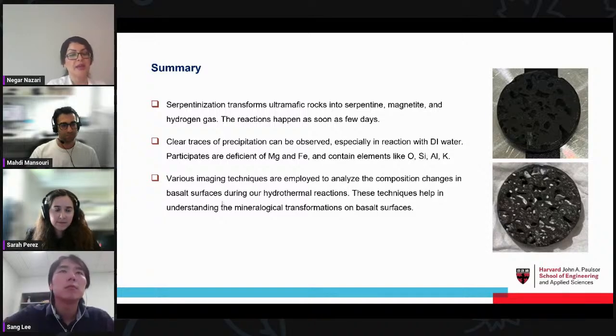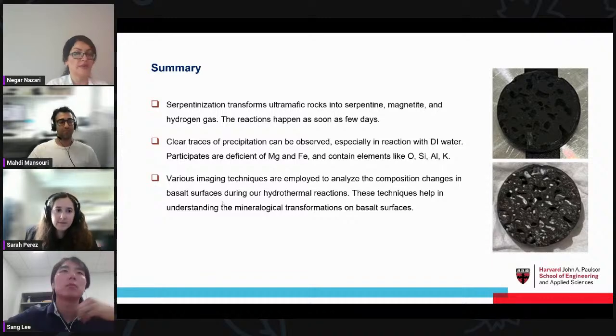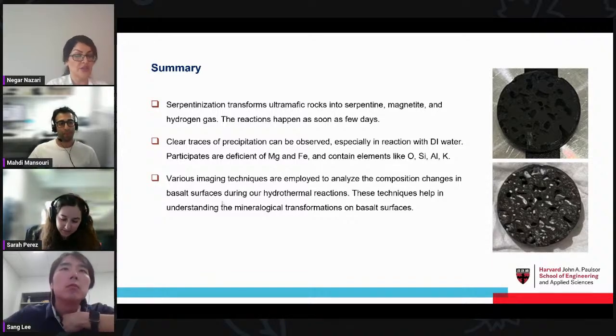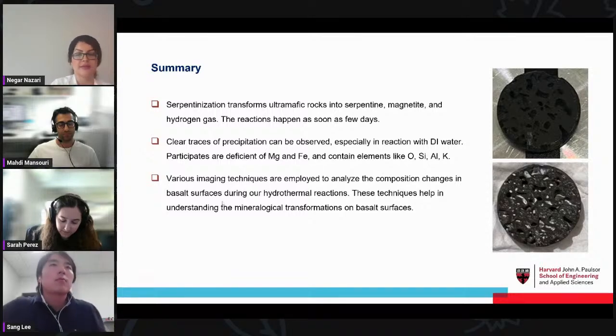And in terms of the dissolution, a colleague of mine checked the composition of the water that we produce in the effluent, and we observed that the concentration of calcium, sodium, and potassium in the effluent increased by a few folds, and in a very short period of time, as small as a few days.